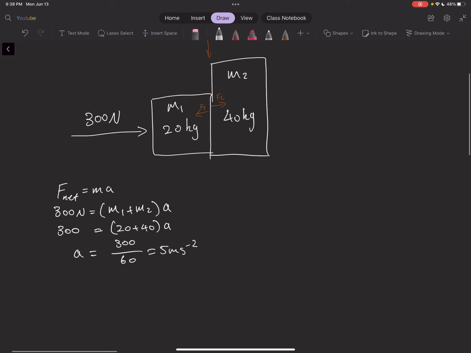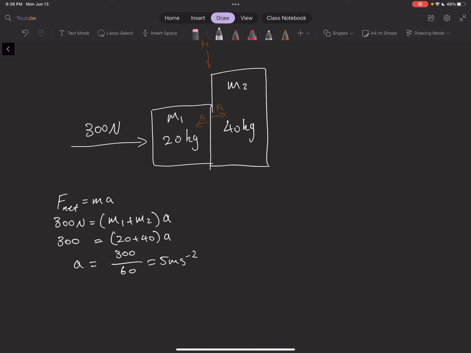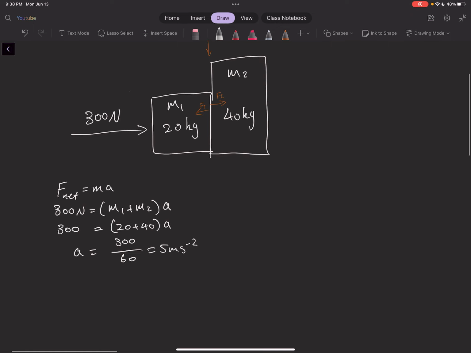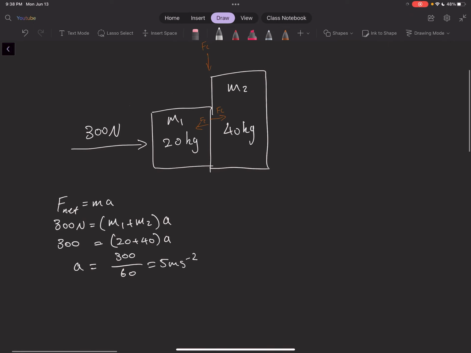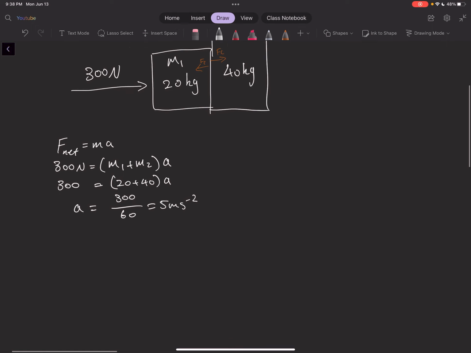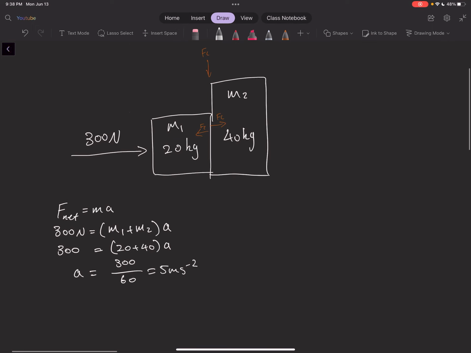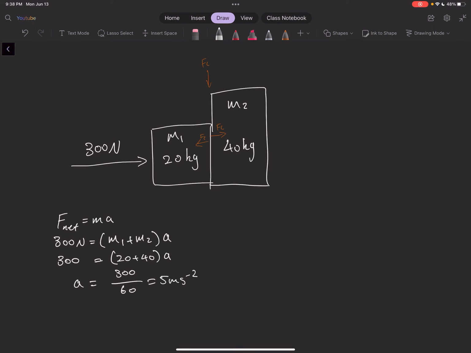So this is the acceleration that this entire system is moving with towards the right-hand side. M1 and M2 are both accelerating at, from F equals ma, a equals 5 meters per second. So they're both accelerating at 5 meters per second. Great. Now, there are a few ways to go about this.